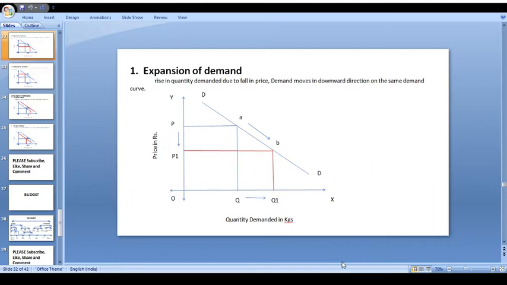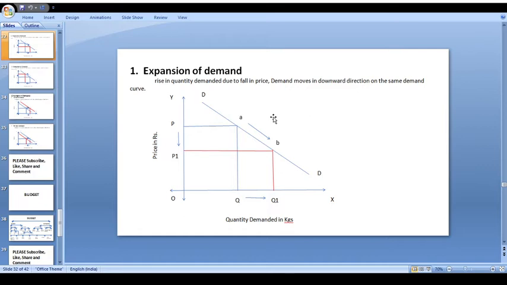Expansion of demand refers to a rise in quantity demanded due to a fall in price alone, while other factors like taste, income of a consumer, size of population, etc. remain unchanged. Demand moves in a downward direction on the same demand curve. This is explained with the help of the following figure.